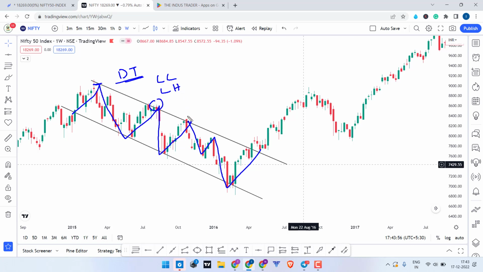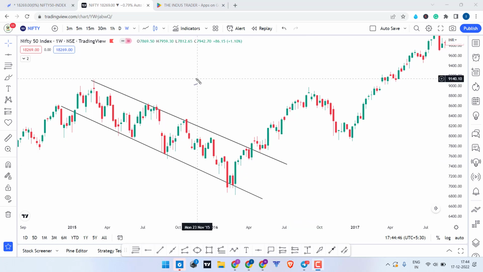And what is our value area in this particular downtrend? Our value area is the lower high, right? So we have to draw a trend line at our value area. So I have drawn this. Now if you observe here, we have also got a breakout here.